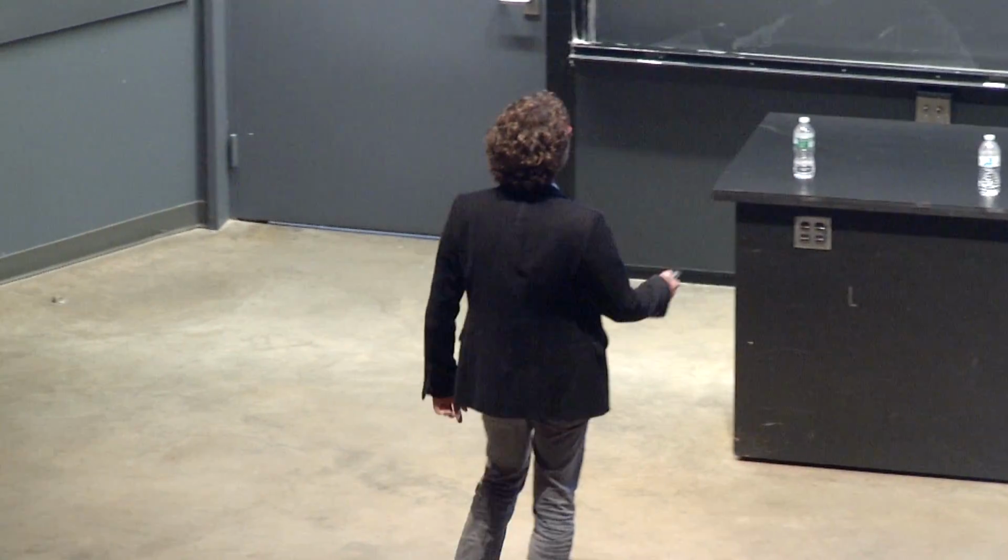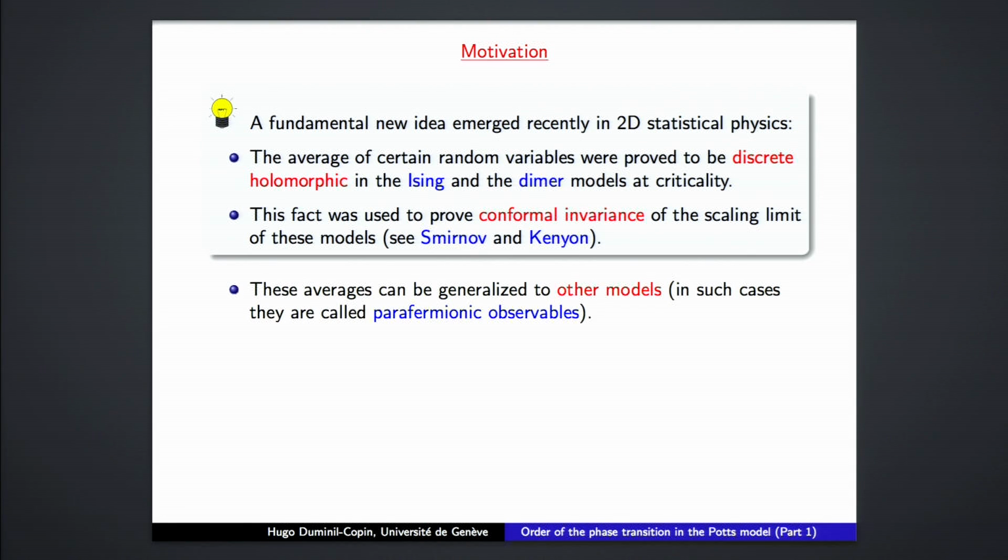And so this worked very well for the Ising and the dimer model, and there was a lot of hope for everybody, especially since people found similar observables, similar averages of random variables, which are almost discrete holomorphic for a much larger class of models, not only the Ising and dimer models. In fact, they were able to introduce what we call parafermionic observables, appearing in many, many models, in particular in the Potts models.